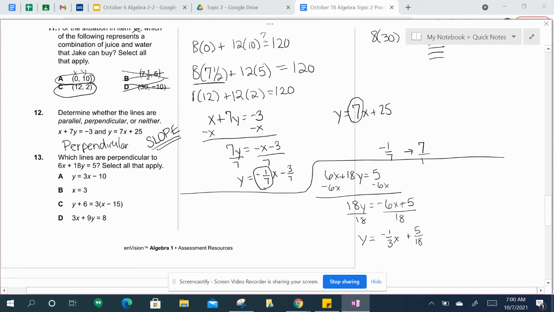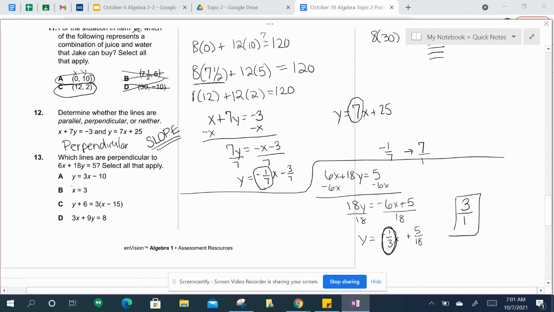Really, I'm not concerned about the y-intercept on this. I'm concerned about the slope. So the slope of the original line is negative 1/3. So if I'm looking for things that are perpendicular, I'm looking for things that have the opposite reciprocal slope. And so negative 1/3, if I flip that over, it becomes 3 over 1. And since negative 1/3 is negative, I'm going to make this one positive. And so I'm looking for things that have a slope of positive 3 over 1.